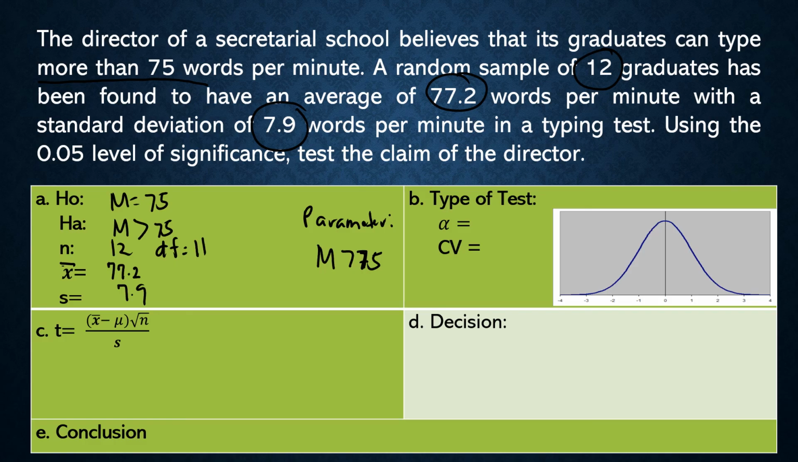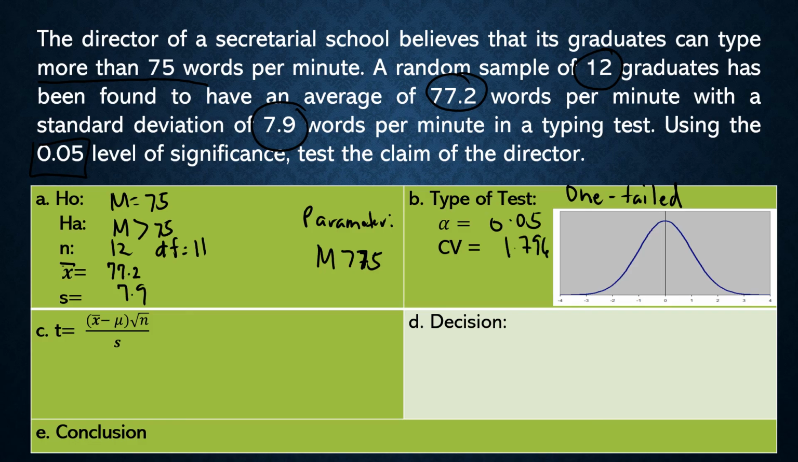So now we're going to identify the type of test. In identifying the type of test, we're going to take a look at HA. Since it is greater than, therefore we're dealing with a one-tailed test. Now for alpha, we can see that our alpha value is 0.05. Now for our critical value, we're going to take a look at our t-distribution table. On our t-distribution table, we can check df 11, one-tailed, 0.05. As you can see, for df 11, one-tailed 0.05, we have 1.796.